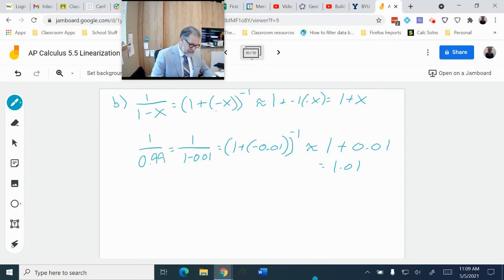So let's type it in. 1 over 0.99 into our calculators is equal to 1.01010101. And you probably realize that goes on forever. Notice that we're accurate to the 4th decimal place.